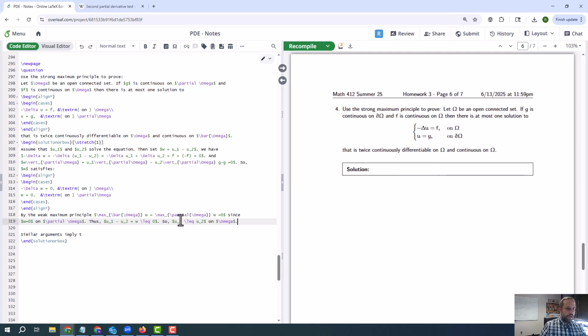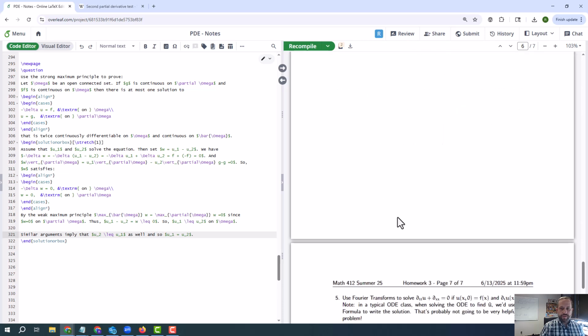Okay, so similar arguments: if you now run this entire argument again, but say W is equal to U2 minus U1, this is going to imply that U2 is less than or equal to U1 as well, and so U1 equals U2. A great way to prove two things are equal: if I want to prove A is equal to B, I can prove A is less than or equal to B, and B is less than or equal to A, and that proves the overall thing.